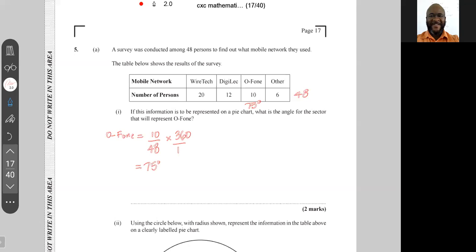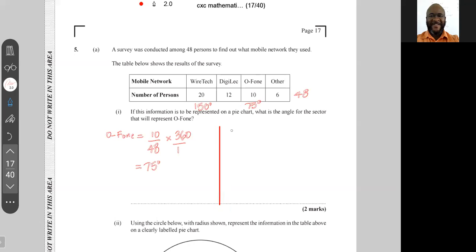So here, if you look carefully, you'll see that Wiretech is actually used by 20 out of the 48 persons. 20 is 2 times what? 10. So if 10 persons is represented by 75 degrees, 20 persons would be represented by 150 degrees. So I didn't have to work that one out. Let us find out the sector angle for Digilec.